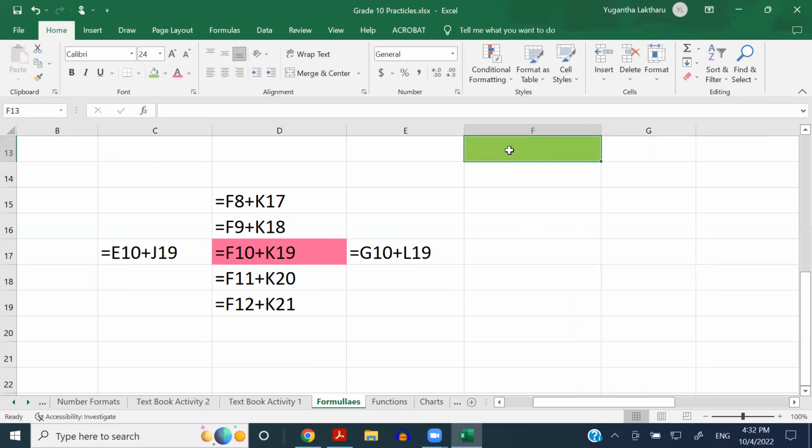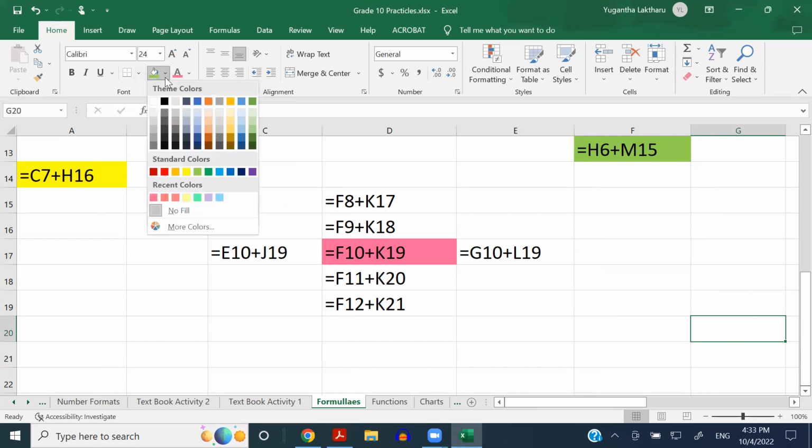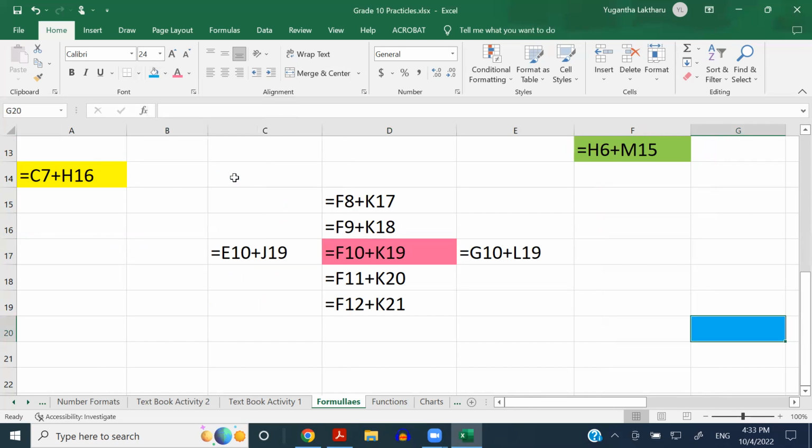Right, let me take out this content. Let me copy this and we'll see whether it is going to be a correct one. Yes, it is the correct one. So H6 plus M15. Okay, that's good. So let's give a try to this. I'm copying the pink cell over here. What's it going to be? I'll mark it as blue.